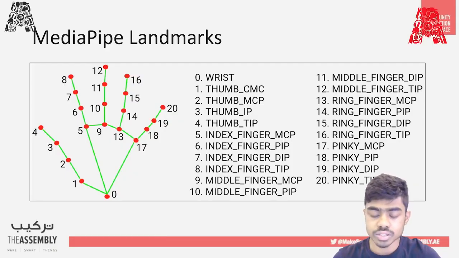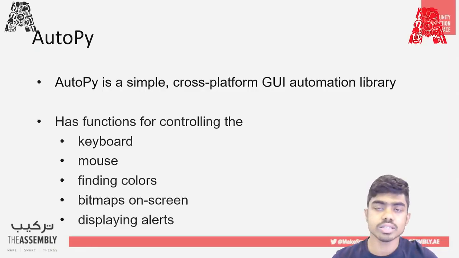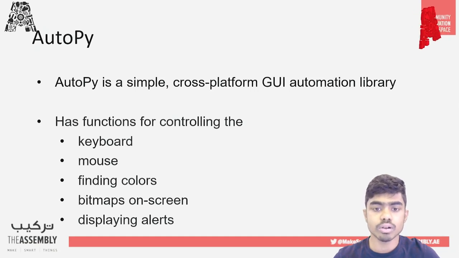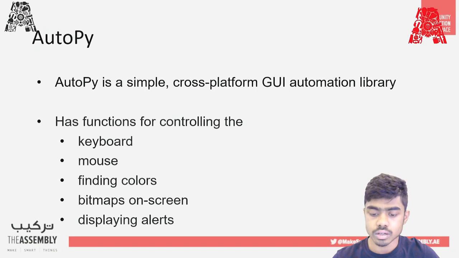These are the MediaPipe landmarks that we're going to have to use as reference. We will come back to this later once we start the coding. AutoPy is a simple cross-platform GUI automation library. It has a few key functions like controlling the mouse, keyboard, finding colors and bitmaps on screen, and displaying alerts. Now let's get started with the coding.